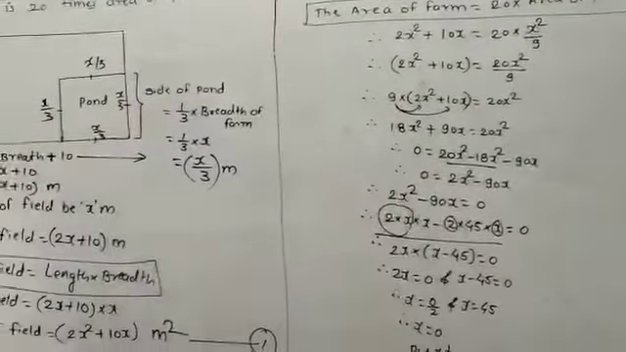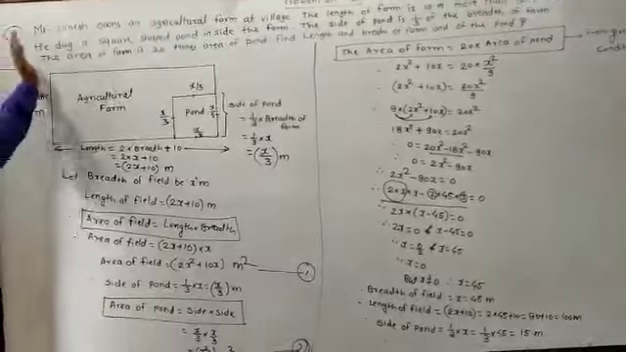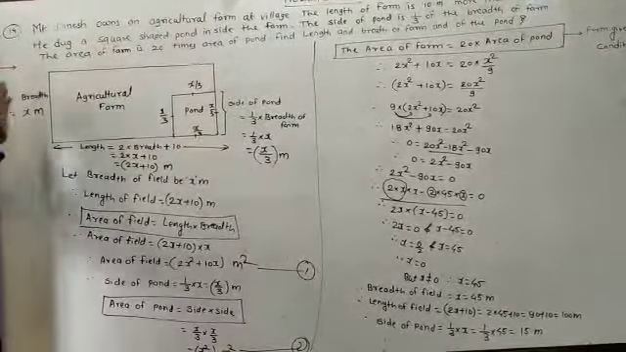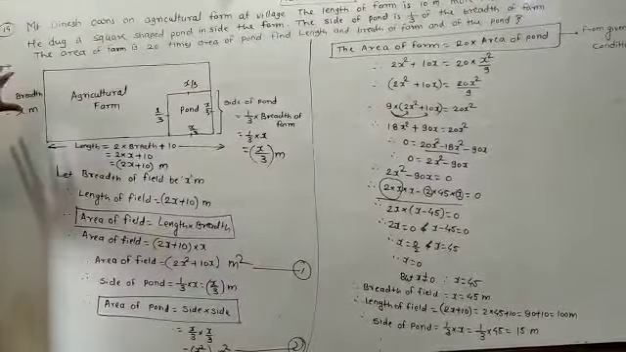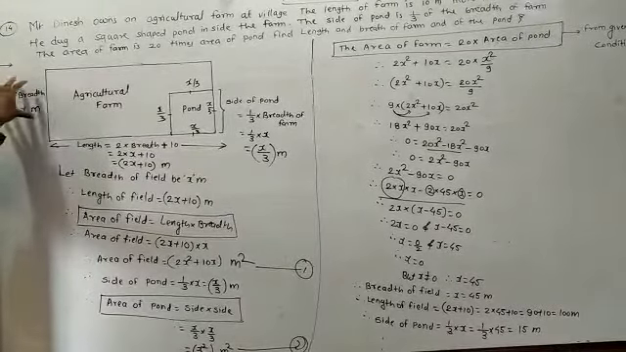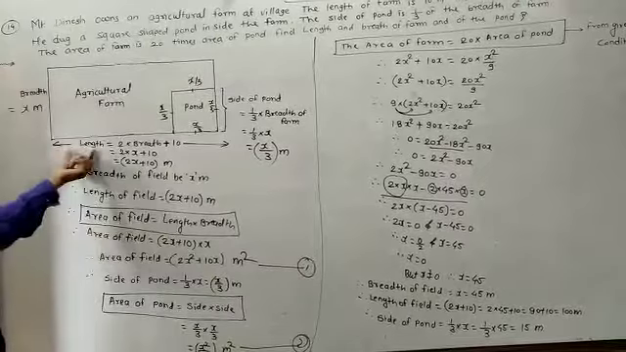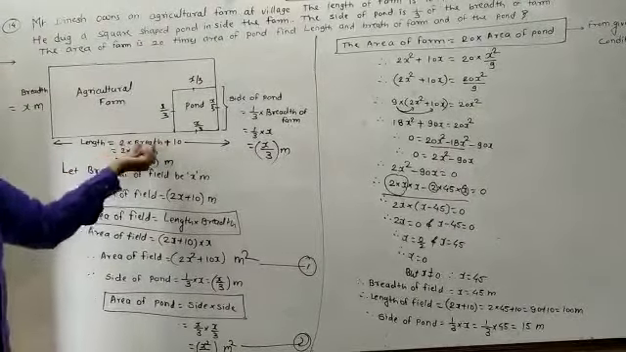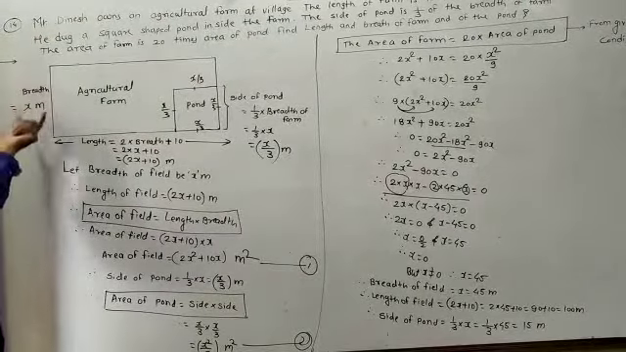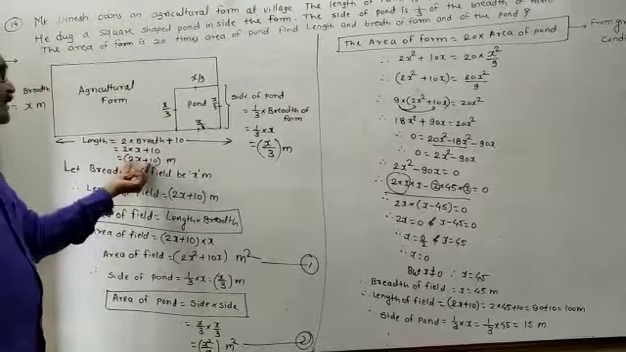What is given, that you have to try to understand. The agricultural field is given, that one is of rectangle in shape. The length and breadth are compared with each other. Length is 10 meters more than 2 times breadth. If I consider breadth as x, at that time length will come to 2x plus 10.